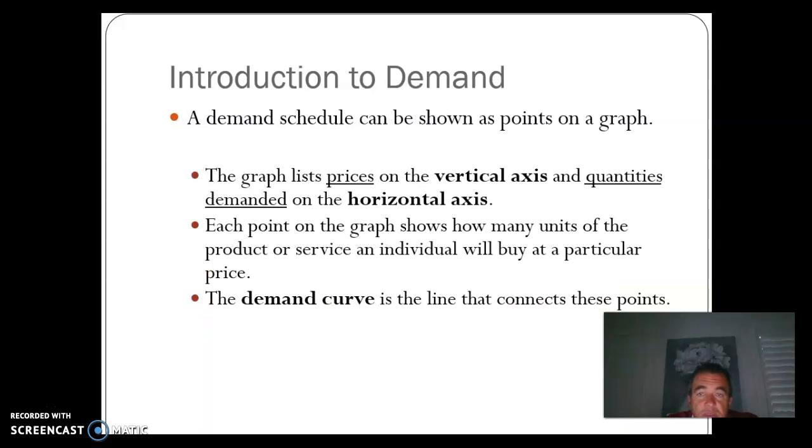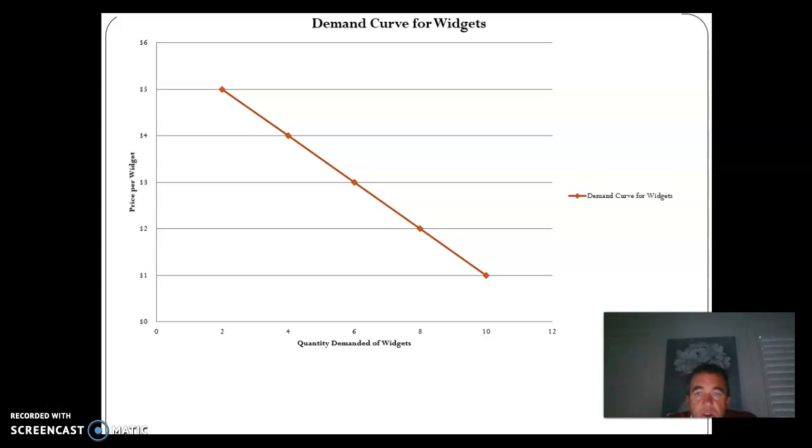A demand schedule can be shown as points on a graph. The graph will list prices on the vertical axis and quantities demanded on the horizontal axis. Each point on the graph shows how many units of the product or service an individual will buy at a particular price. The demand curve is the line that connects these points. Here's a demand curve that shows the graph of the table that we just reviewed. It shows the price per widget and the quantity demanded, which means how many people will buy at that particular price level.